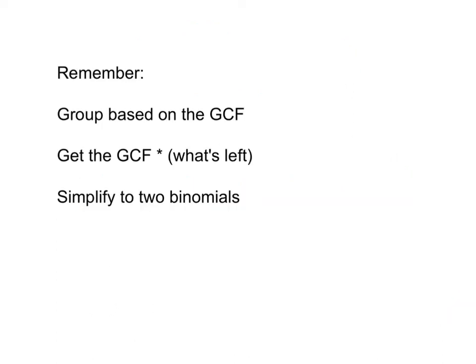So here are the three keys to remember. You need to group everything based on the GCF. So if you end up with a problem like this, ax plus bx plus ay plus by, think about what you can pull out from each term and what is shared. So you might group it according to this, giving yourselves the x's on one side and the y's on the other. Okay? After that, you need to get to the GCF times what's left.